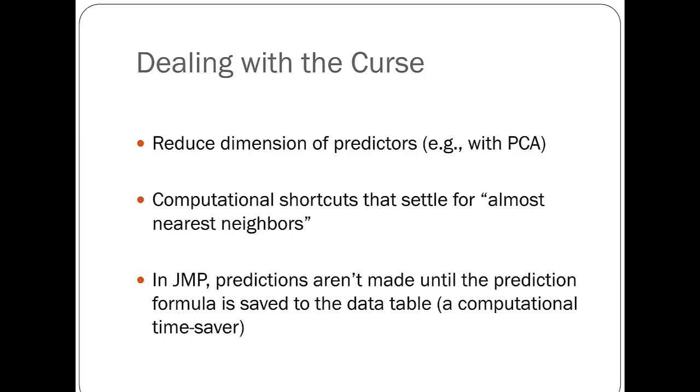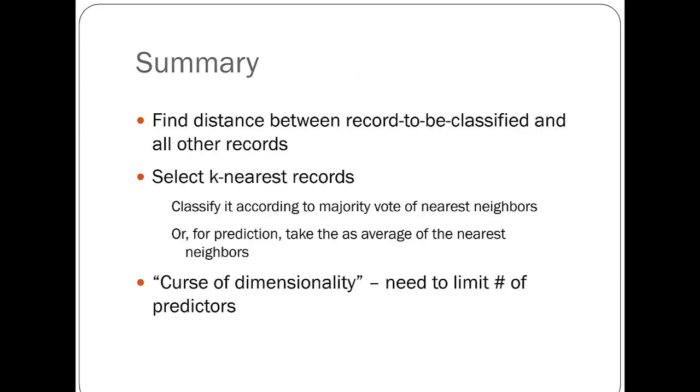There are oftentimes computational shortcuts, and in this setting you can get an almost nearest neighbors. For example, JMP doesn't calculate all the predictions until you save the prediction formula in the data table, and that prevents all sorts of computations being done in order to save time. And once you pick the model that you want to go with, then you can save that, and predictions are made. So what we're doing here is just finding the distance between each record that we want to classify and all of the other records.